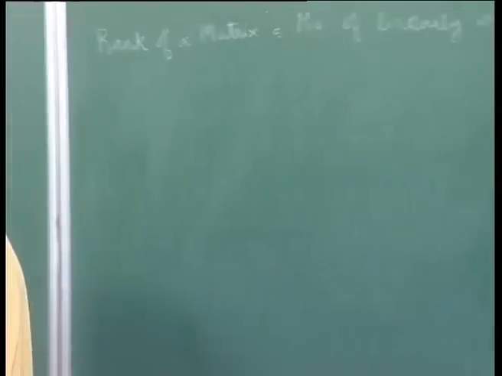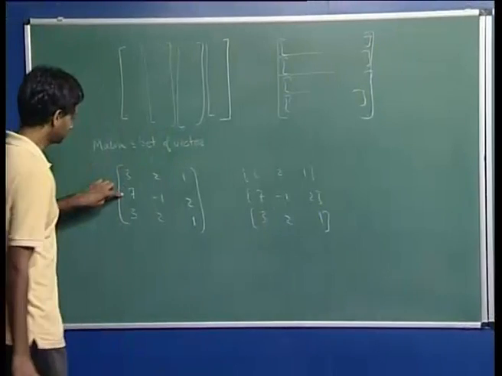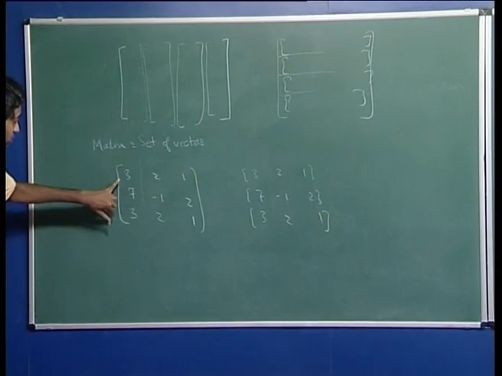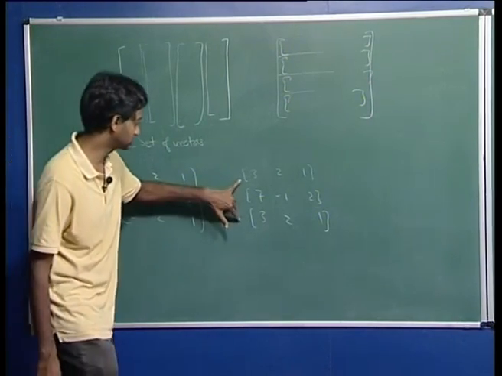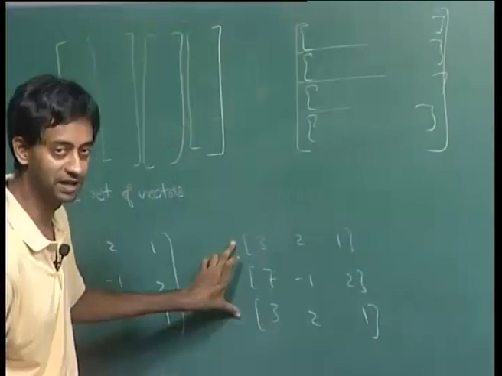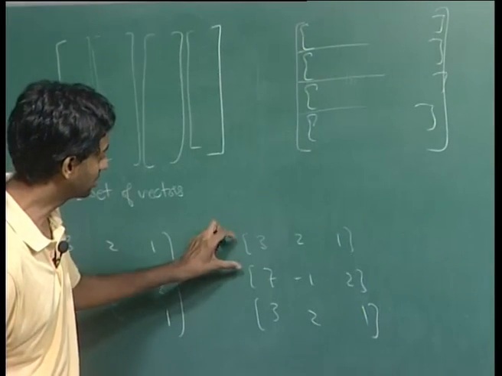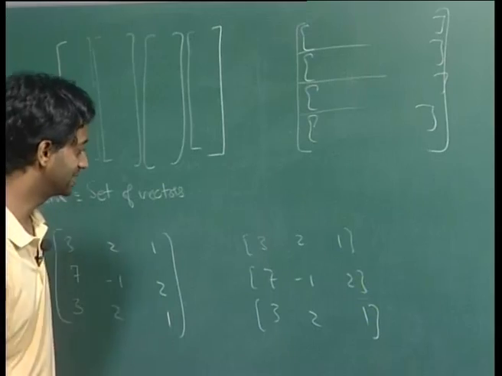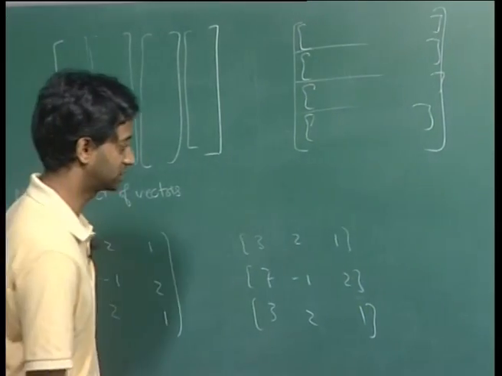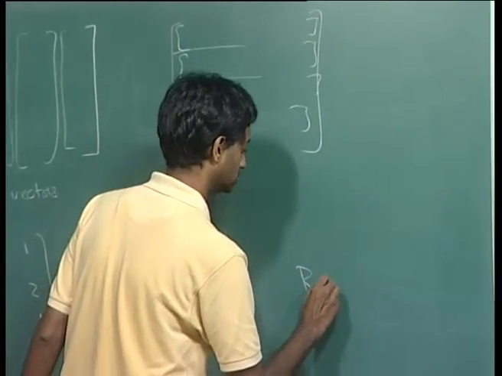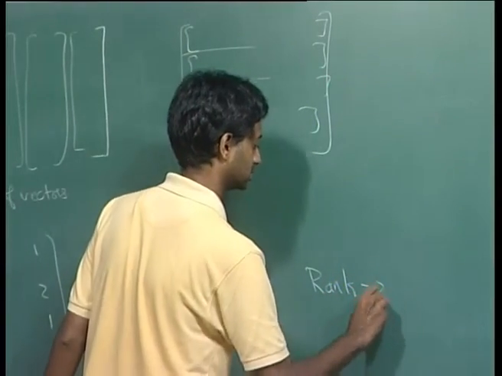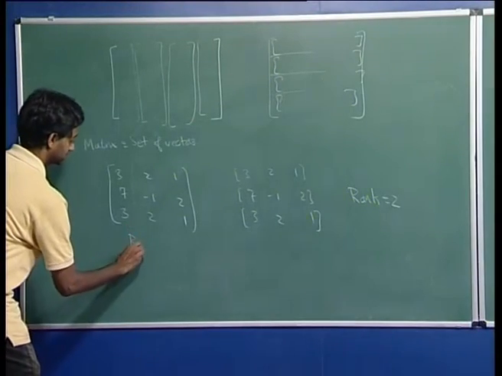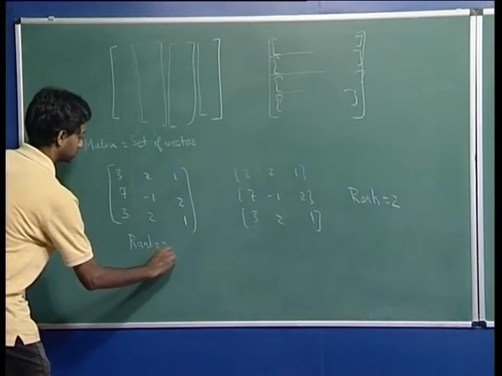So, for example, in this case, for this matrix, you see that these 2 rows are identical. Since these 2 rows are identical, these 2 vectors are not linearly independent. However, it is not hard to show that these 2 are linearly independent. So, the rank equal to 2. So, the rank of this matrix is equal to 2.